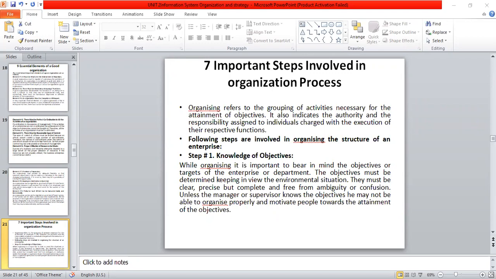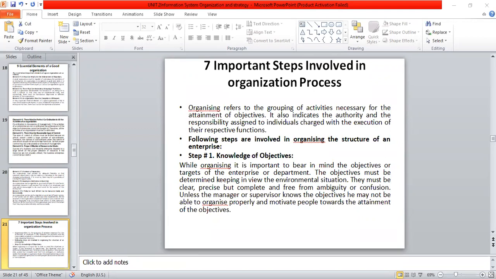Step number 1 is knowledge of objective. That means you should have knowledge of your objective, or of your aim, so everything is predefined. The second one is division of work into activities. In the organization, we divide the total aim or total goal into various activities or functions, and accordingly we have to appoint skilled people for the respective function.